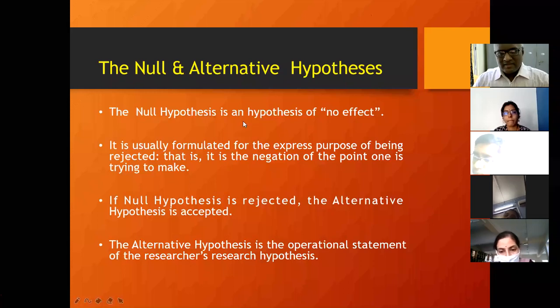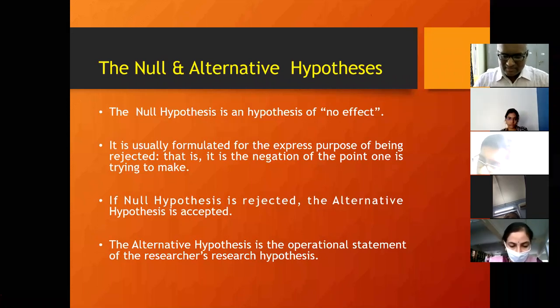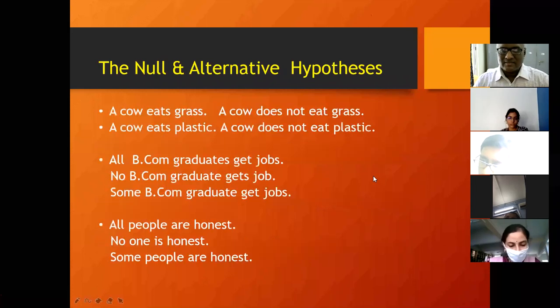The null hypothesis is a hypothesis of no effect, the negation of the alternate hypothesis. It is usually formulated for the express purpose of being rejected, that is, it is the negation of the point one is trying to make. If the null hypothesis is rejected, you can accept the alternate hypothesis. Okay. What is the alternate hypothesis? It is an operational statement of the research hypothesis.